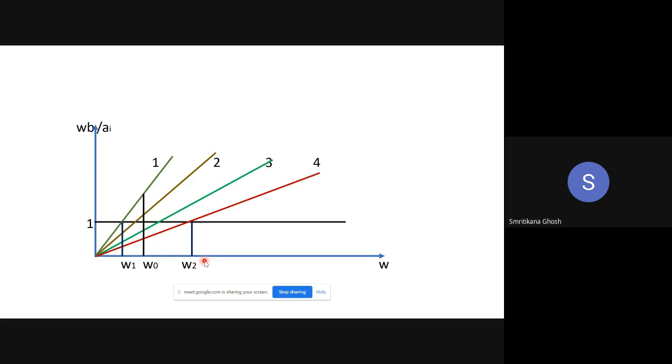And this is why I said that to have the trade, relative wage should be within W1 and W2. So this is the relative wage range. It should not be less than W1. It should not be greater than W2.